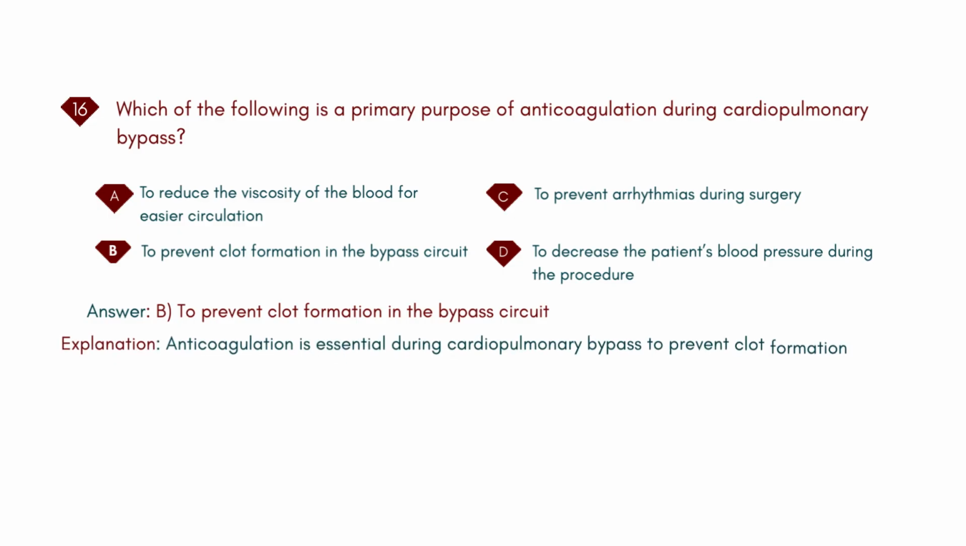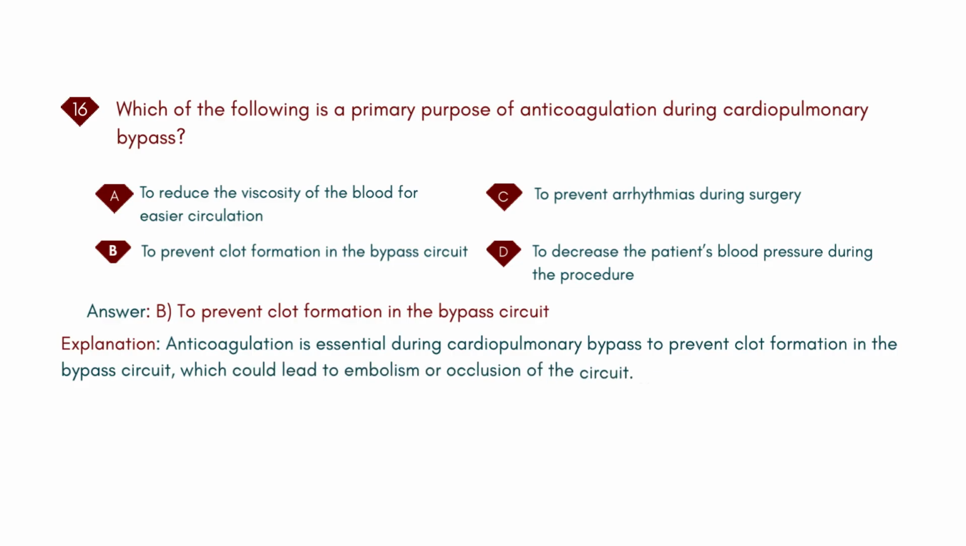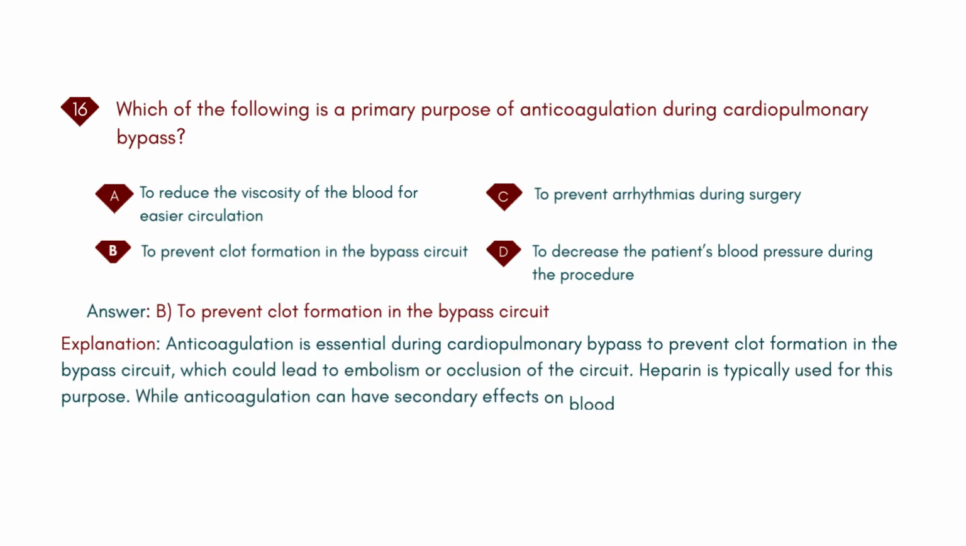Explanation: Anticoagulation is essential during cardiopulmonary bypass to prevent clot formation in the bypass circuit, which could lead to embolism or occlusion of the circuit. Heparin is typically used for this purpose. While anticoagulation can have secondary effects on blood viscosity and patient blood pressure, its primary goal is to prevent clotting.